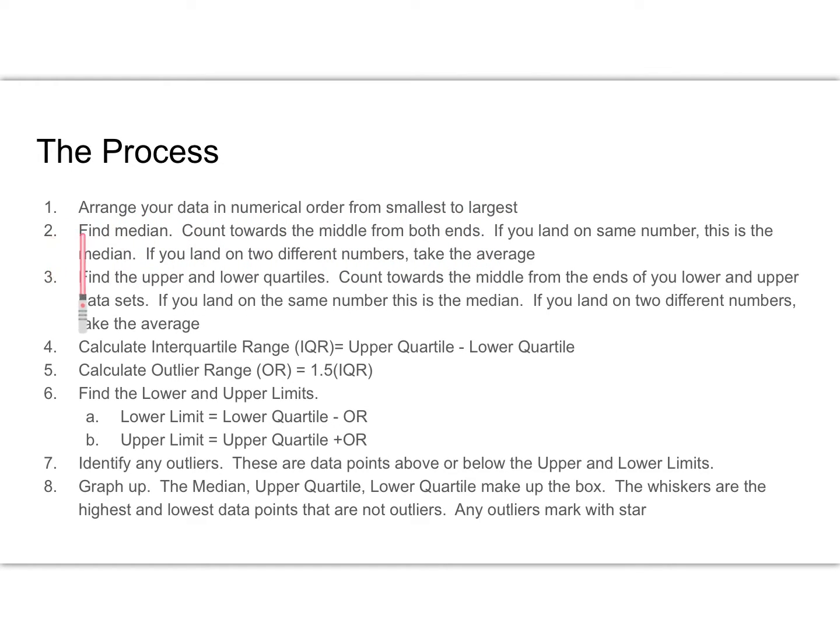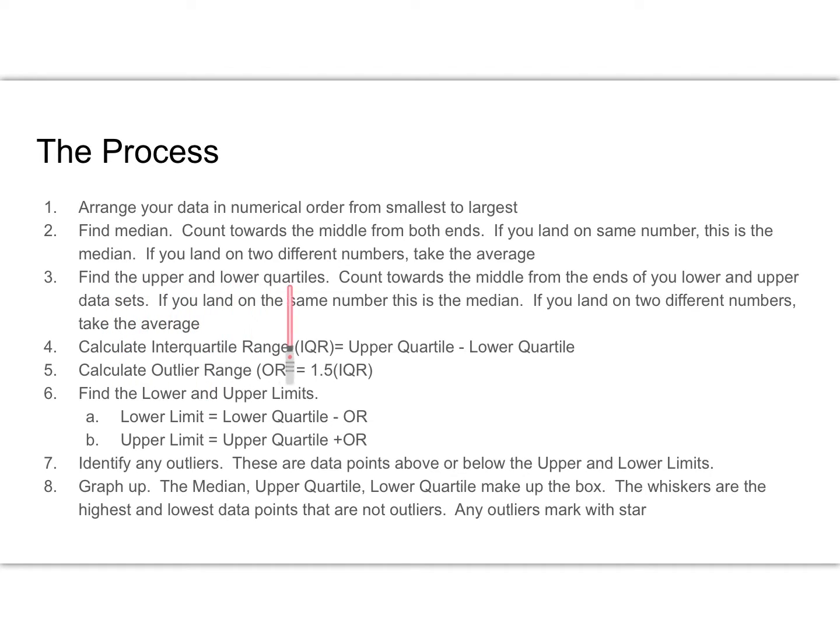The second thing we're going to do is find the median. We count towards the middle from both ends of our data set. If we land on the same number, this is our median, which is easy. If we land on two different numbers, we have to take the average. That means we add the two numbers together and divide by 2.